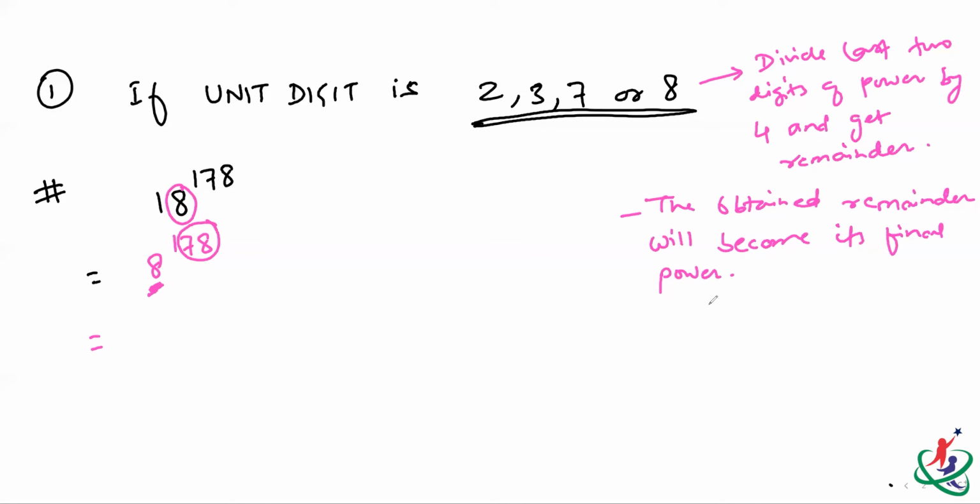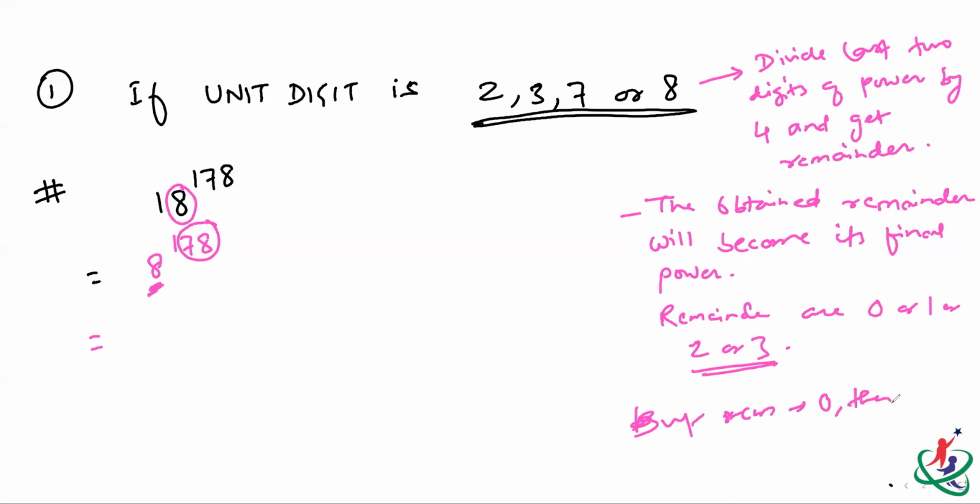ठीक है? रिमाइंडर क्या क्या हो सकता है? Mind it, remainders are 0 or 1 or 2 or 3. So if remainders are 1, 2 or 3, ऐसे ही लेना होगा. But if remainder is 0, then take power as 4, right? ये याद रखना. अगर रिमाइंडर 1 मिले तो पावर 1 लो, 2 मिला 2 लो, 3 मिला 3 लो, बट 0 मिला तो पावर को 4 लो.